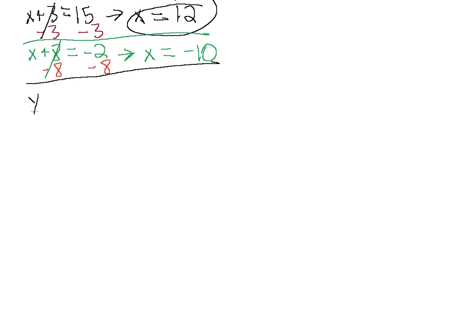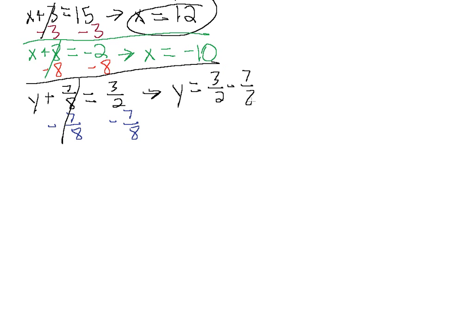Let's say we have y plus 7 over 8 equals 3 halves, 3 over 2. Alright, so we see a couple rational numbers here, but this will work just the same. To get rid of this plus 7 over 8, we'll subtract 7 over 8. We have to do the same thing on both sides. This will cancel, leaving just y on the left side. And over here we have 3 over 2 minus 7 over 8.